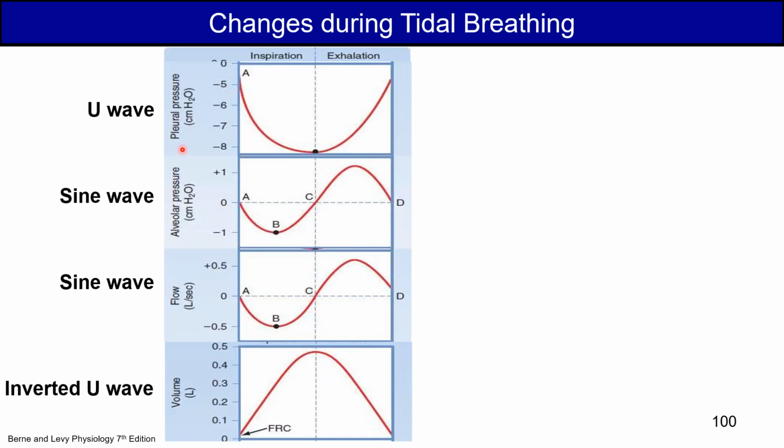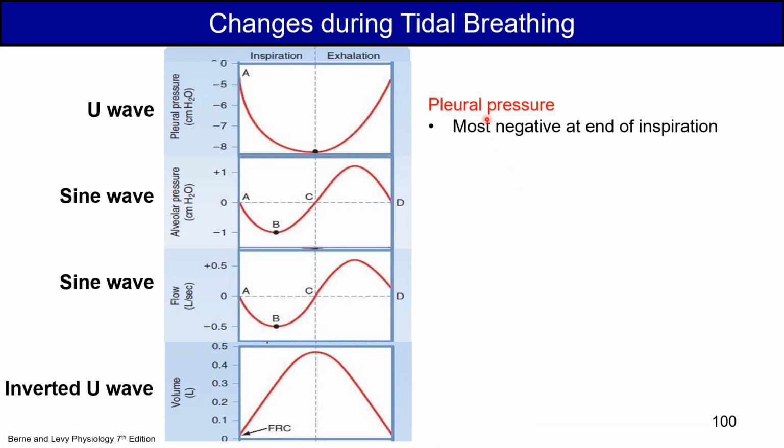As far as the pleural pressure is concerned, it assumes a U wave. The alveolar pressure assumes a sine wave. Since the alveolar pressure is the driving pressure for flow, the flow likewise assumes a sine wave, while that of volume assumes an inverted U wave.